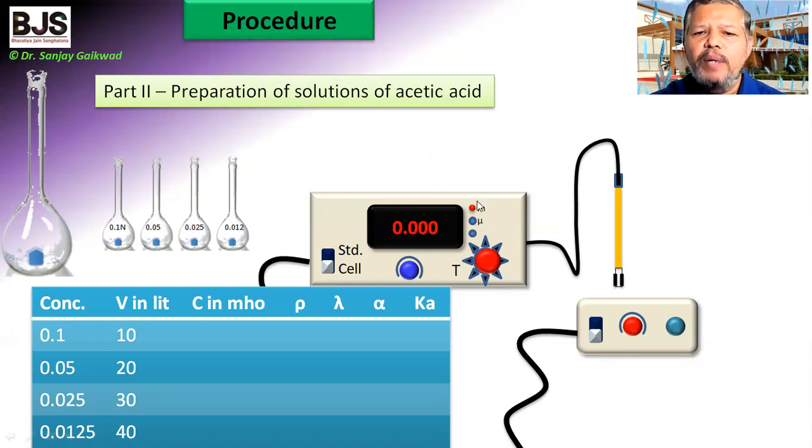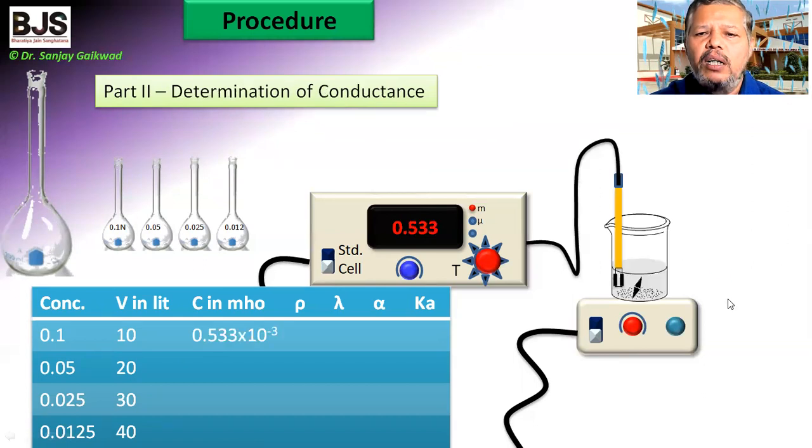Once you standardize this instrument, there is no change in the knob or temperature knob. We only have to dip the conductivity cell into the solution and measure the conductance. When you take the first solution, the 0.1 normal solution, into the beaker, after stirring we measure the conductance. Directly it gives 0.533 milli, that is 10 raised to minus 3. If the light is glowing at the micro level, then whatever the reading is, it is multiplied by 10 raised to minus 6. Now this is 0.533 into 10 raised to minus 3.